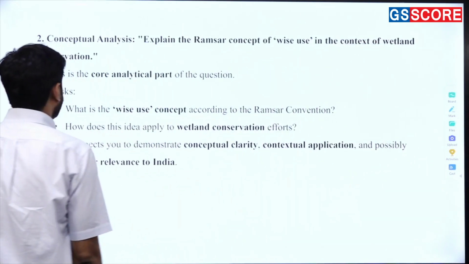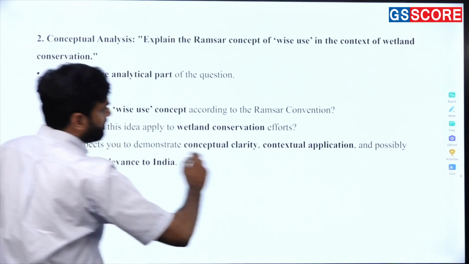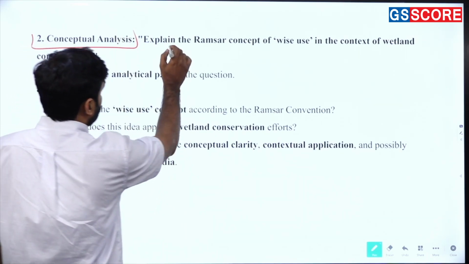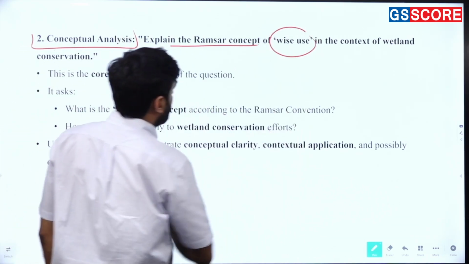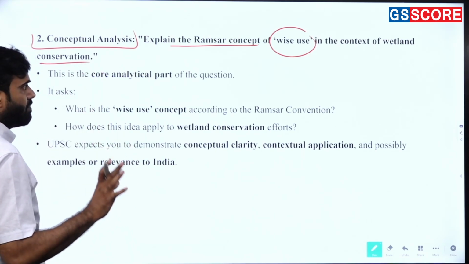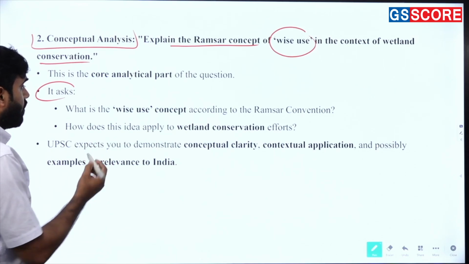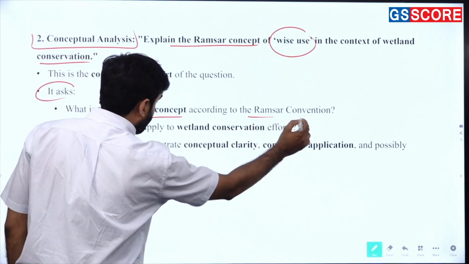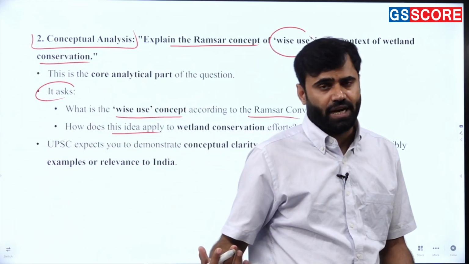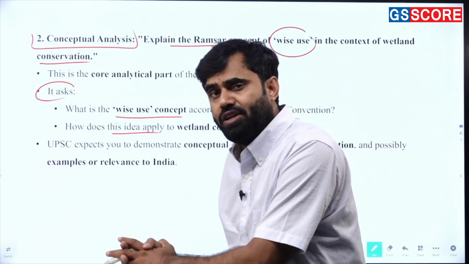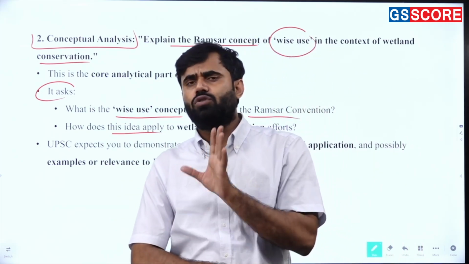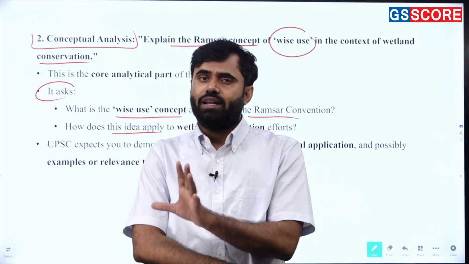The second part of the question is talking about conceptual analysis. What is conceptual analysis? It means explain the Ramsar concept of wise use in the context of wetland conservation. This is the core analytical part of the question; it asks why. What is the concept of wise use according to the Ramsar Convention, and how does this idea apply to wetland conservation? Getting my points? So clearly we can notice that the second part is basically talking about conceptual clarity and conceptual analysis.